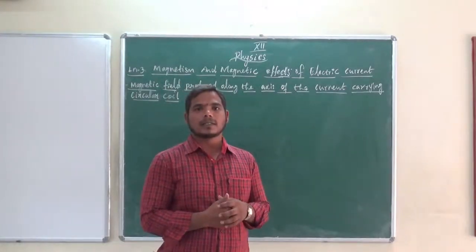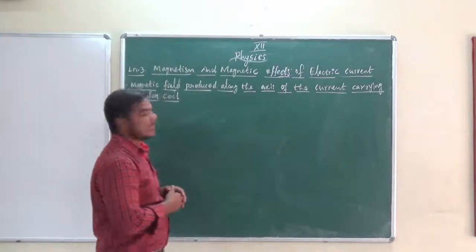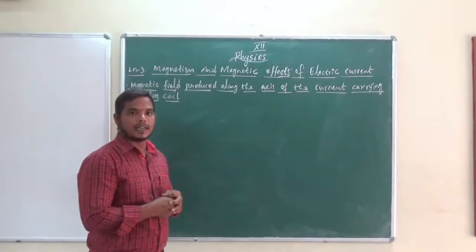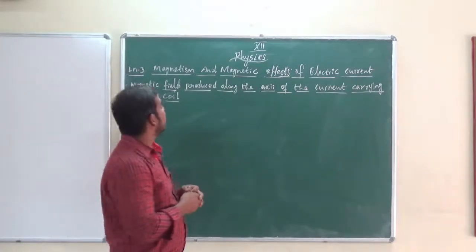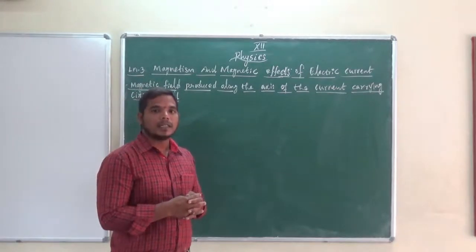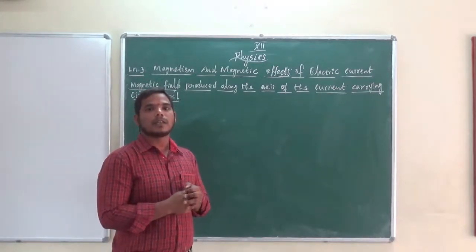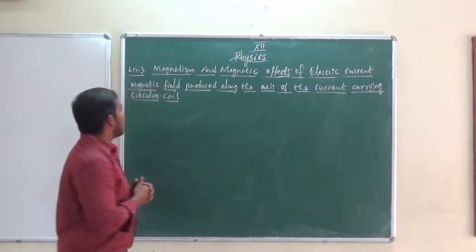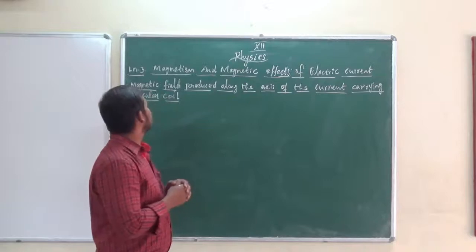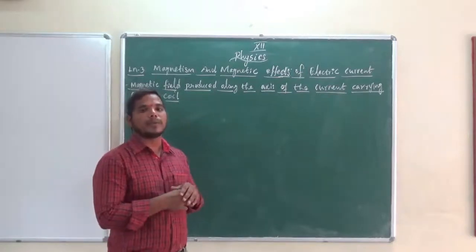Today we are going to discuss a new lesson. Lesson 3, Magnetism and Magnetic Effects of Electric Current. In that lesson, today we are going to discuss a new topic: magnetic field produced along the axis of the current carrying circular loop. It is a very important 5-mark question.